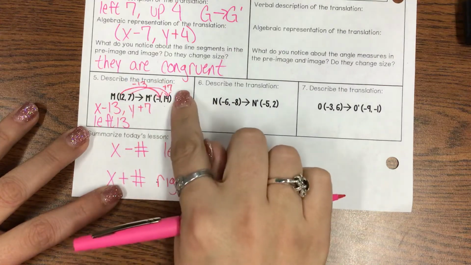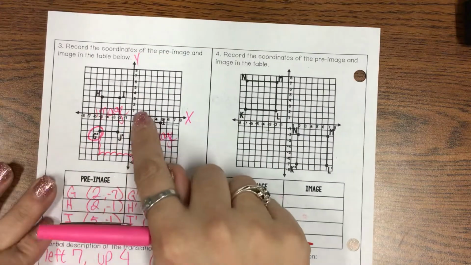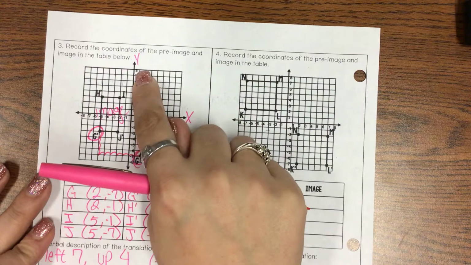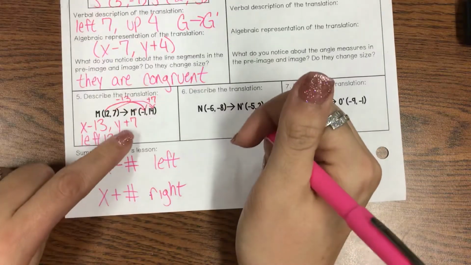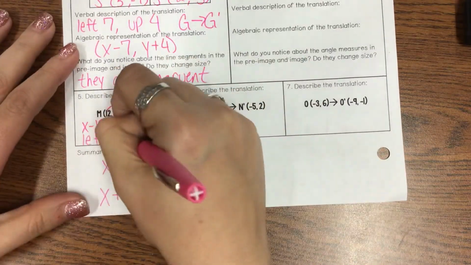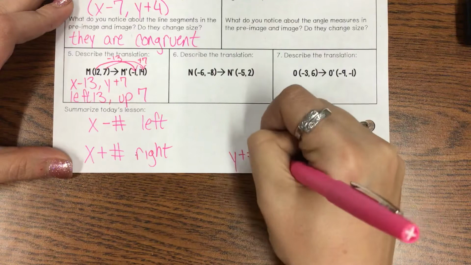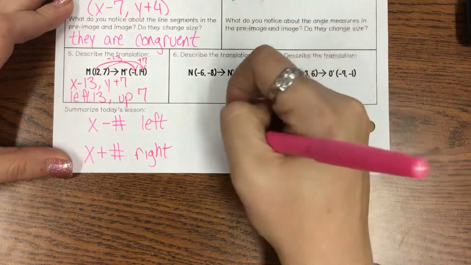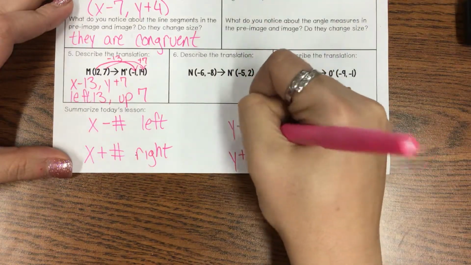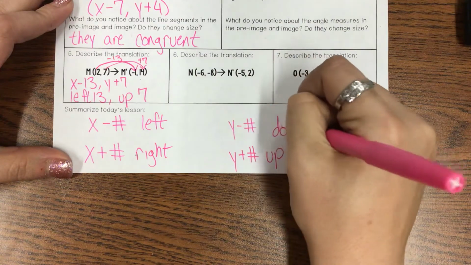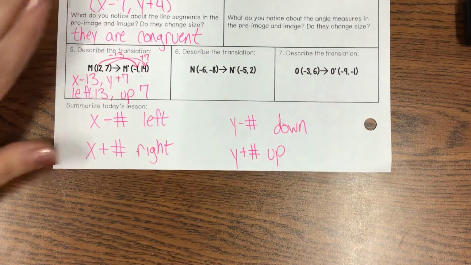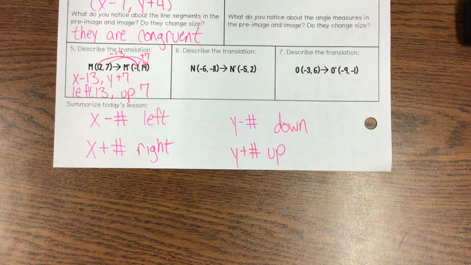When I'm looking at my Y numbers, if my Y numbers are getting bigger, I'm going up. So on here, if it's Y plus 7, I'm going up 7. So Y plus a number would be going up. So the opposite of that, Y minus a number, would be going down. That should help you finish out number 6 and 7.